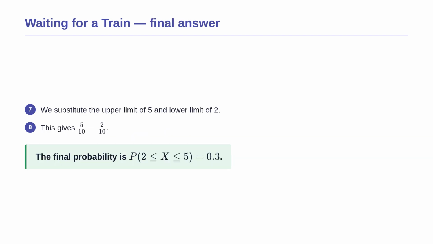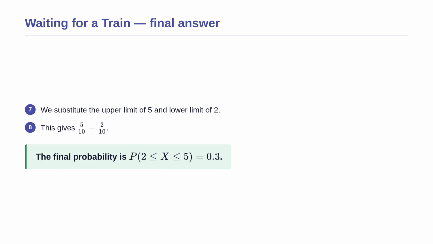Finally, we substitute our upper limit of 5 and our lower limit of 2 into the integrated function. We subtract the lower value from the upper value, which gives us 3/10 or 0.3. This translates to a 30% probability. This makes perfect intuitive sense. The window of time between 2 and 5 minutes is exactly 3 minutes long. Since 3 minutes is exactly 30% of the total 10-minute waiting period, our mathematical result perfectly matches the physical reality of the situation.